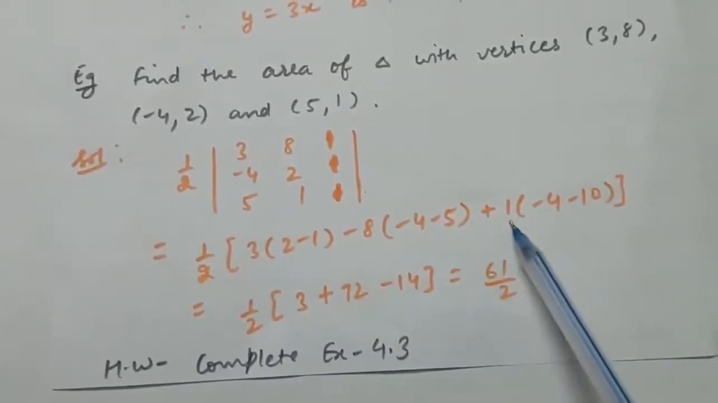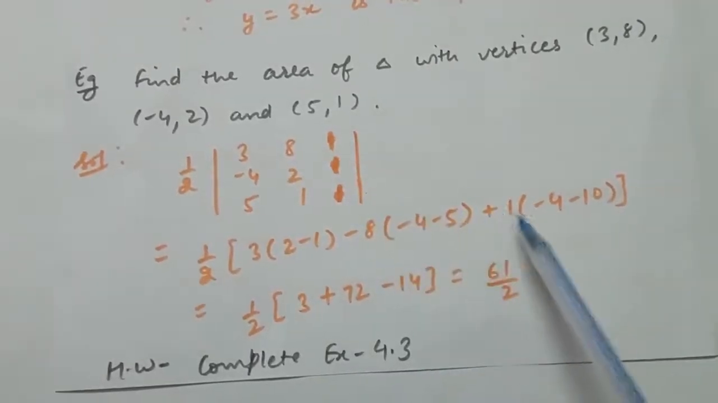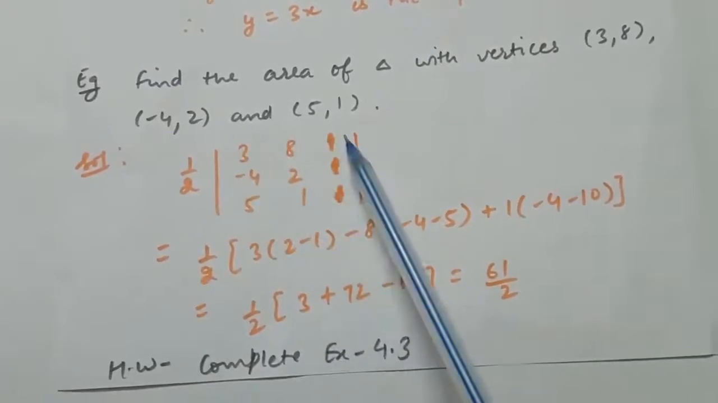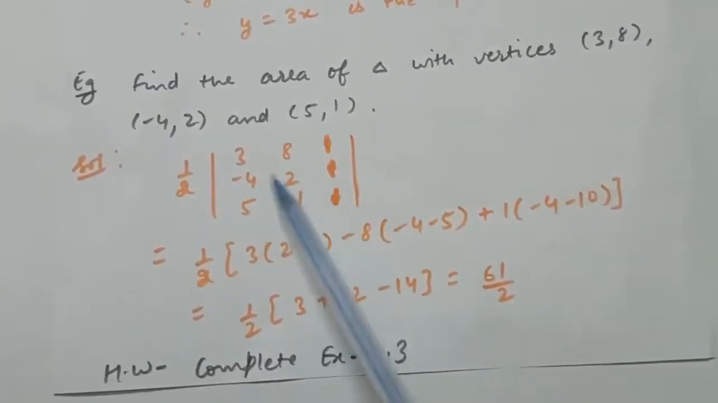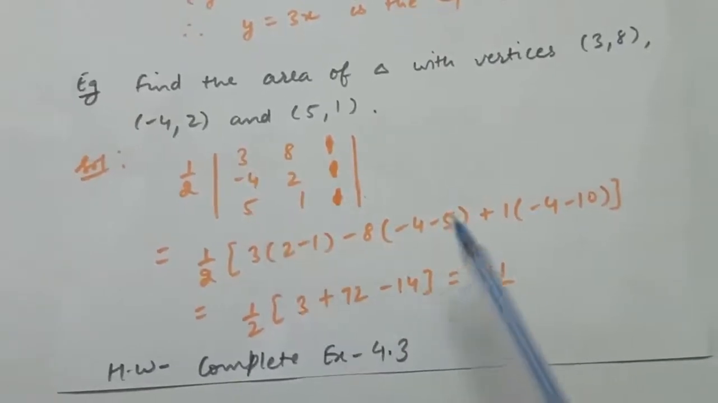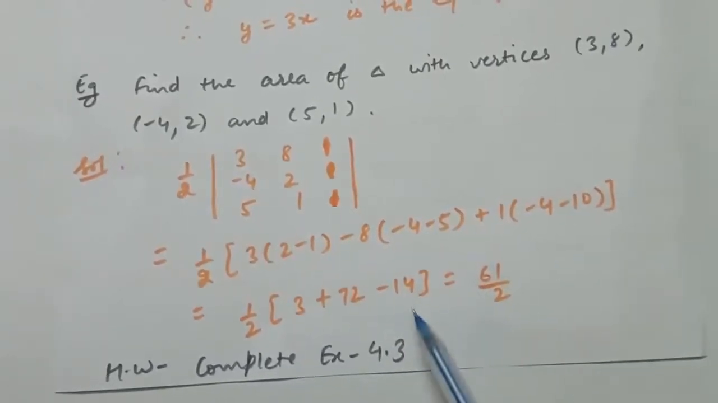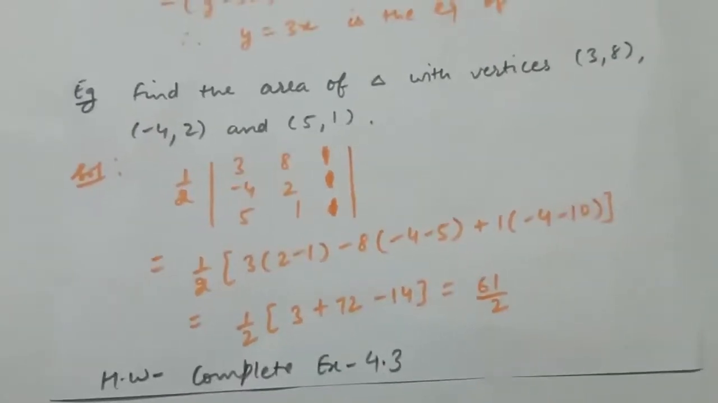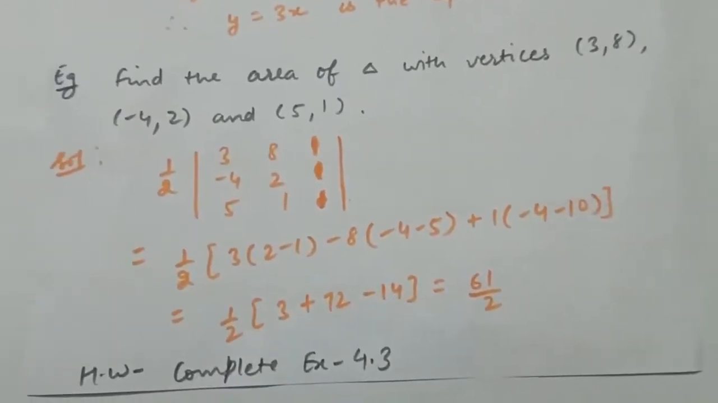Then plus 1 into, delete this third column and first row, so you will get this second order determinant, which will be minus 4 minus 10. So you will get the answer as 61 by 2, right? Your homework is to complete exercise 4.3. Okay, thank you.